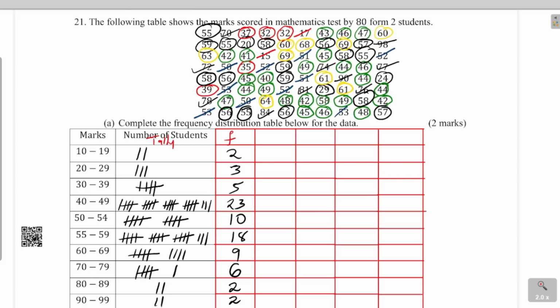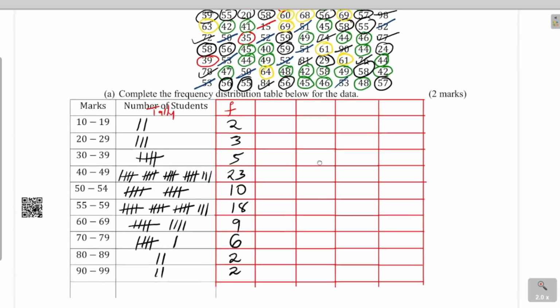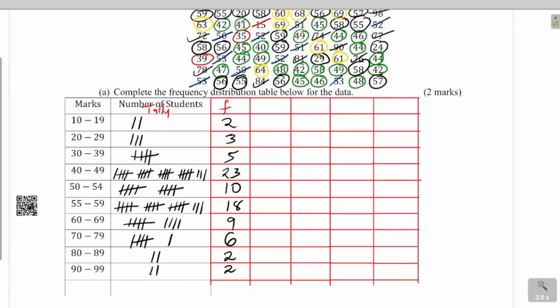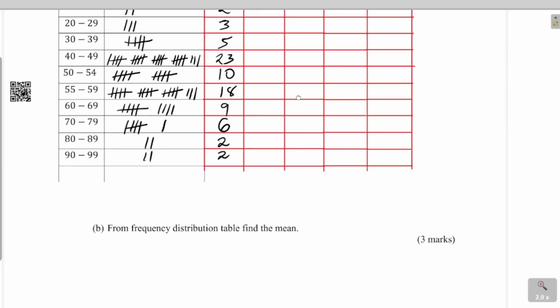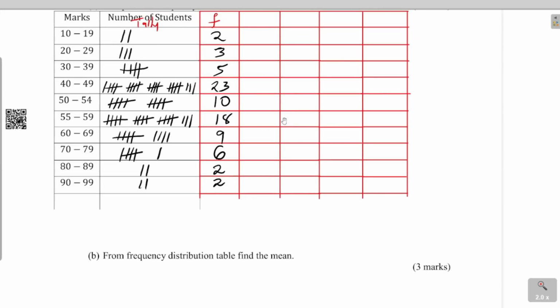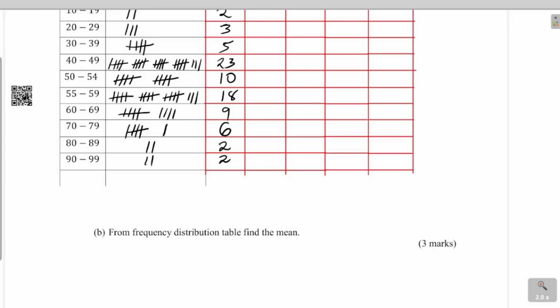So that is how you're supposed to complete the frequency distribution, by making sure you put the frequency and the tally, and you always confirm to ensure that you are accurate. Now from there, the other question is from the frequency distribution, find the mean. So how do you find the mean? You need to understand that first.